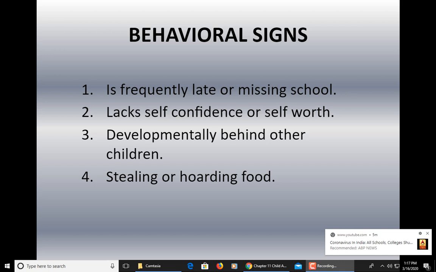Besides physical signs, you have your behavioral signs: children not going to school, their self-worth, can't keep up with other children, stealing or hoarding food. These are just some examples. But with kids who are neglected, sometimes the examples will be dramatic, while other examples might be rather subtle.